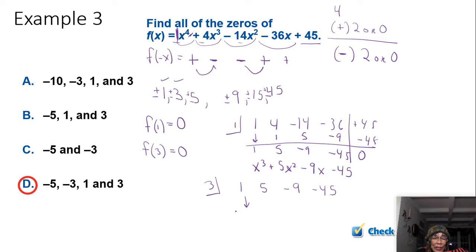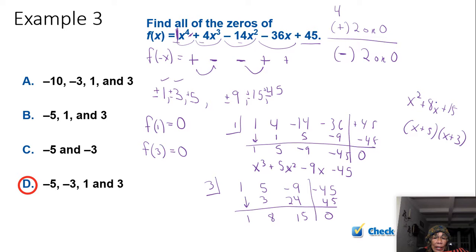Drop the 1. And I'm going to have 1 times 3 is 3. I have an 8. 3 times 8 is 24. Minus 9 is 15. And 3 times 15 is positive 45, which is exactly what I wanted it to be. So now my depressed polynomial is going to be x squared, because it used to be a cubic, plus 8x plus 15. And that factors into x plus 5 times x plus 3. So I do have 2 negative real roots to go with my 2 positive real roots.